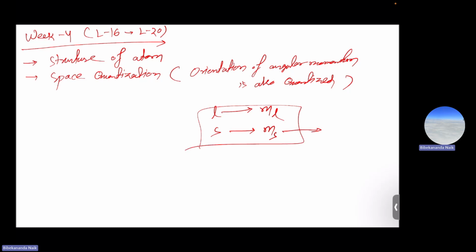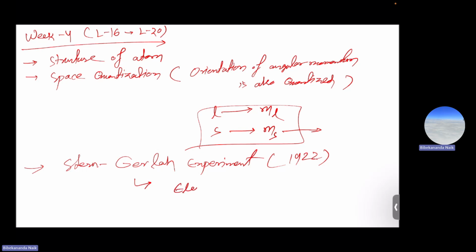The space quantization was also verified experimentally, and the same experiment also proved the presence of electron spin. It is called the Stern-Gerlach experiment. It was performed in 1922, and it discovered electron spin and also provided proof of space quantization.